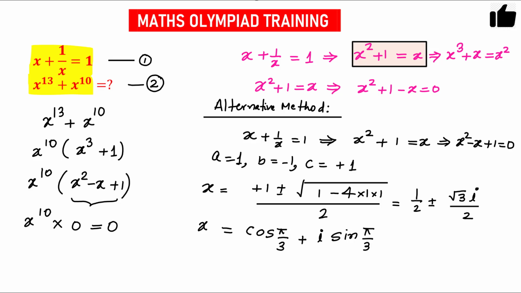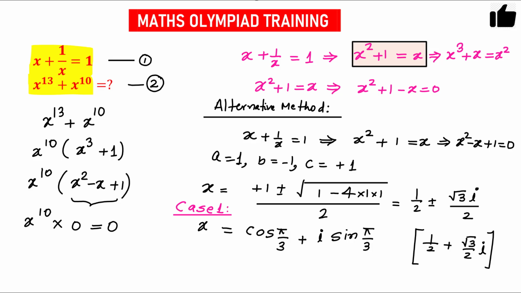So we have considered, there are two roots. So we have considered 1 by 2 plus root 3 by 2i. And in the next case you can consider the negative root also. So let us say this is case 1. And then this is cos pi by 3 plus i sin pi by 3.